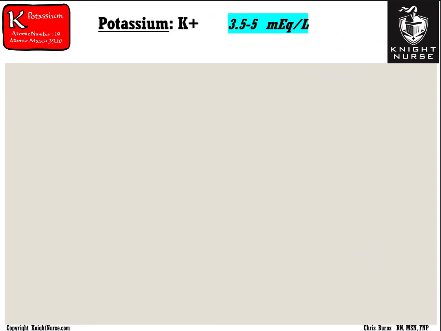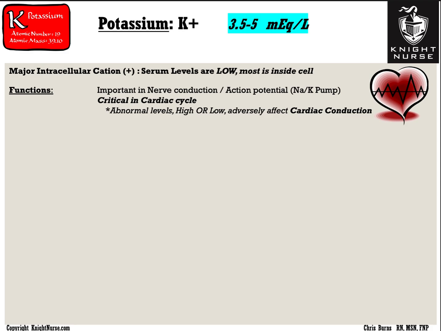very thirsty. Now, potassium, its normal level is 3.5 to 5 milliequivalents per liter, and it's the major intracellular cation. Serum levels are very low. Most potassium is inside the cells. That's why it's only 3.5 to 5 when you draw it in the vascular compartment. Functions, important in nerve conduction. It's important in the action potential. It's critical in the cardiac cycle. High or low abnormal potassium levels will adversely affect cardiac conduction.